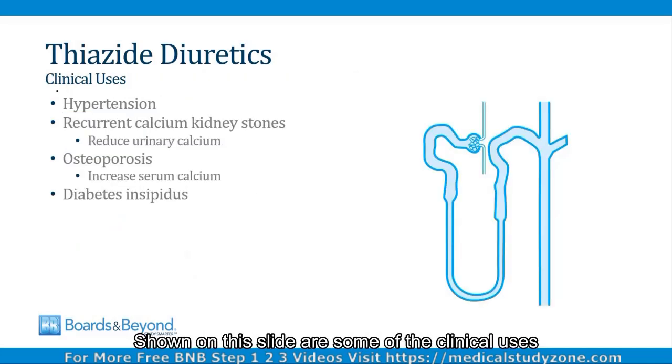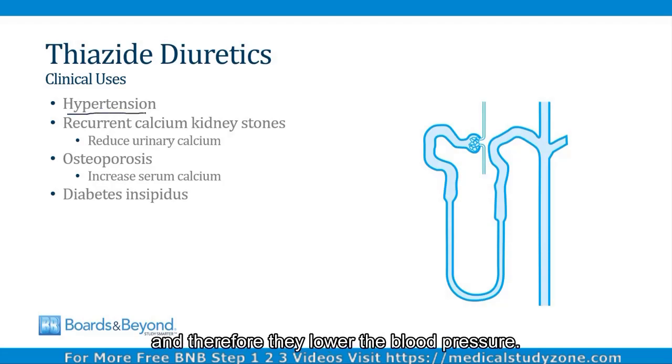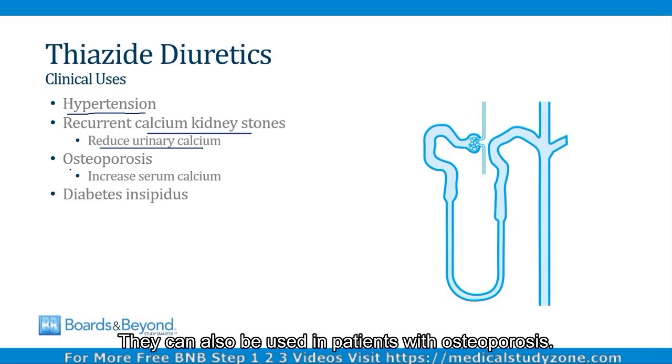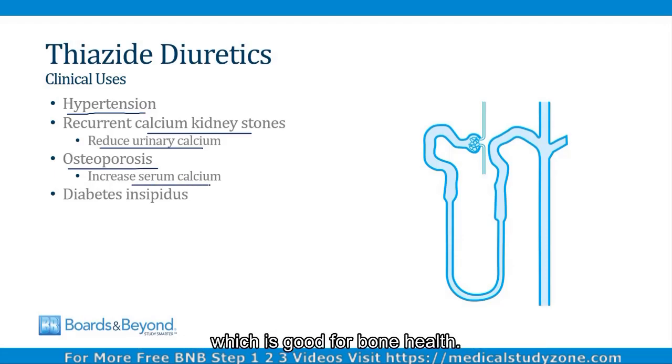Shown on this slide are some of the clinical uses of thiazide diuretics. First of all, these drugs are commonly used for hypertension. They cause a mild diuresis, and therefore they lower the blood pressure. They can be used in patients who have recurrent calcium kidney stones because, as we have already discussed, they pull calcium from the urine and reduce the urinary calcium, and this makes it less likely that a calcium stone will form. They can also be used in patients with osteoporosis. That's because they increase the serum calcium, which is good for bone health.